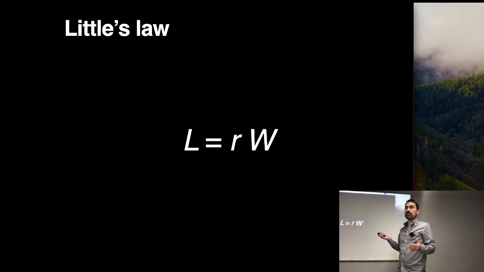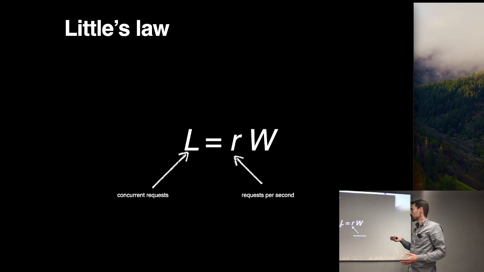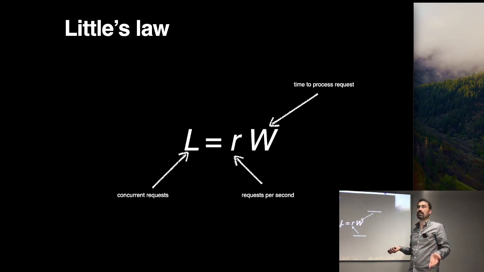So why do we want to create more threads? This is Little's law. It's a very simple law, just a linear relationship. It relates the concurrent requests, the requests that you're actually running. Let's say you have an HTTP server handling one request per thread. The number of requests you're handling right now is equal to the requests per second, how fast they're coming in, times the amount of time it takes to process each request. These are all averages, of course.